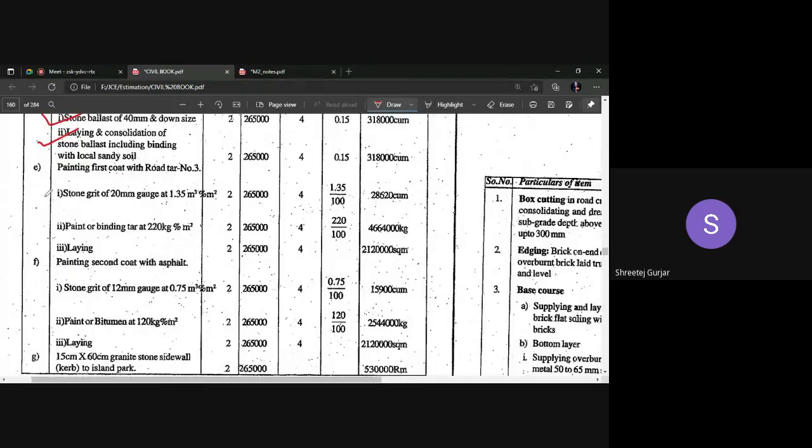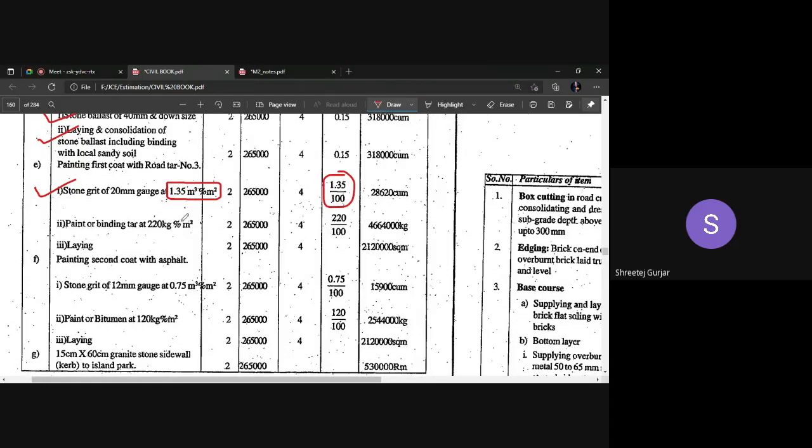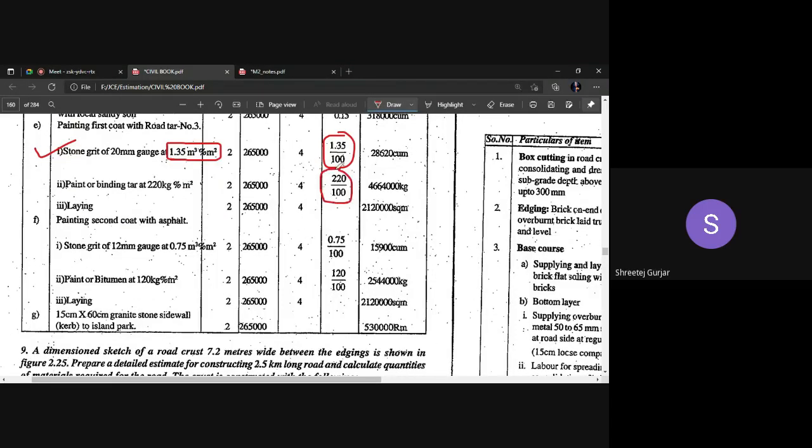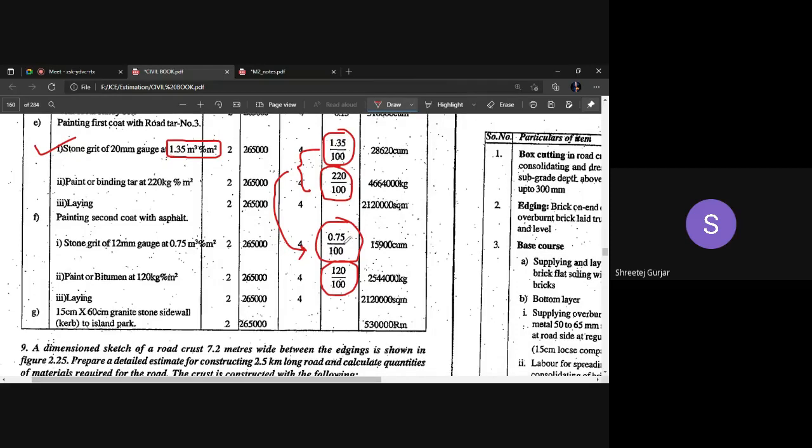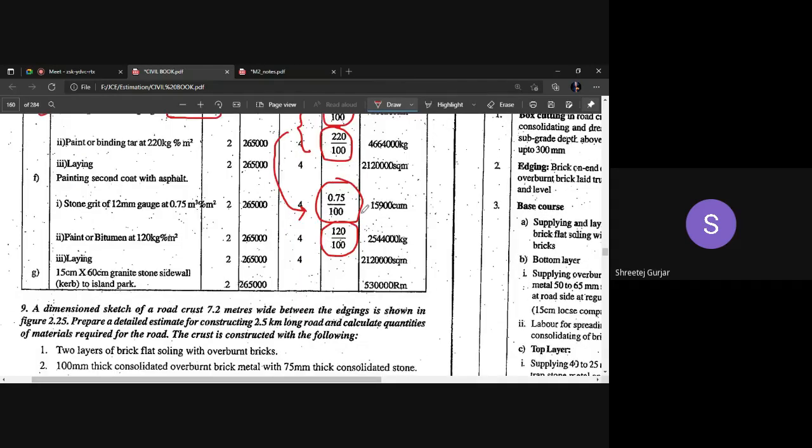Then for painting, as I've told you, you have to use this 1.35 meter cube percentage meter square, that is for depth. Similarly for paint, 220, and then half of this will be used, half of both of these will be used for a second coat, 0.75 and 120. Not exactly half, but it is similar to half. So this is done.